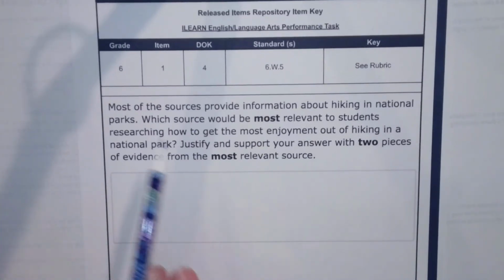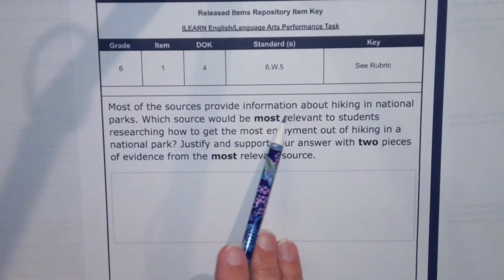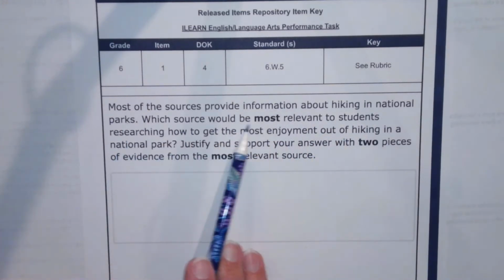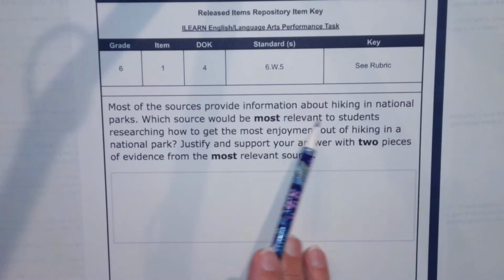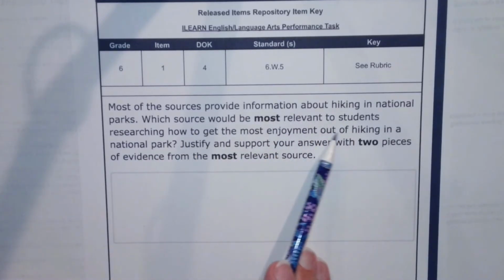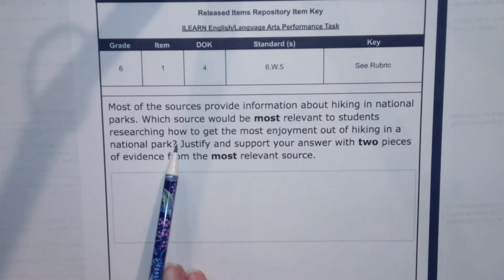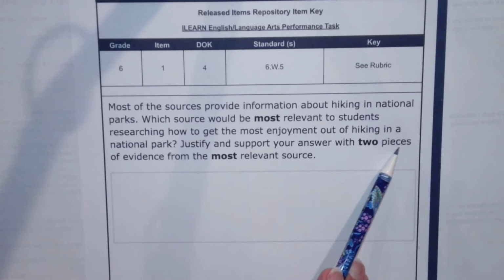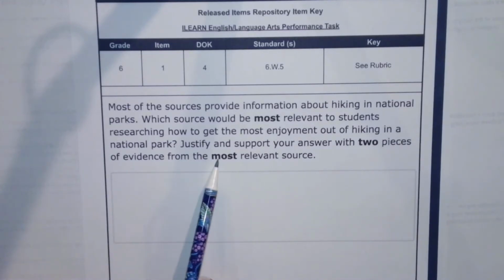So the question is, most of the sources provide information about hiking in national parks. Which source would be most relevant to students researching how to get the most enjoyment out of hiking in a national park? Justify and support your answer with 2 pieces of evidence from the most relevant source.